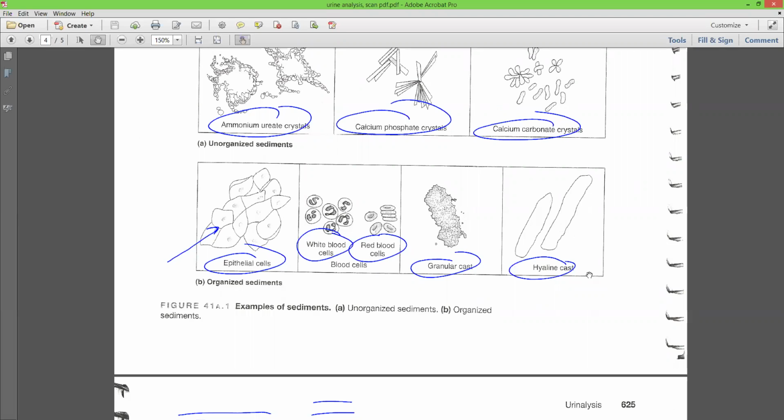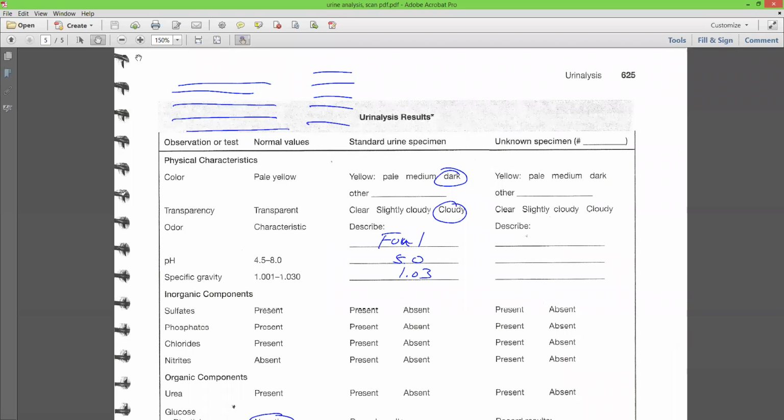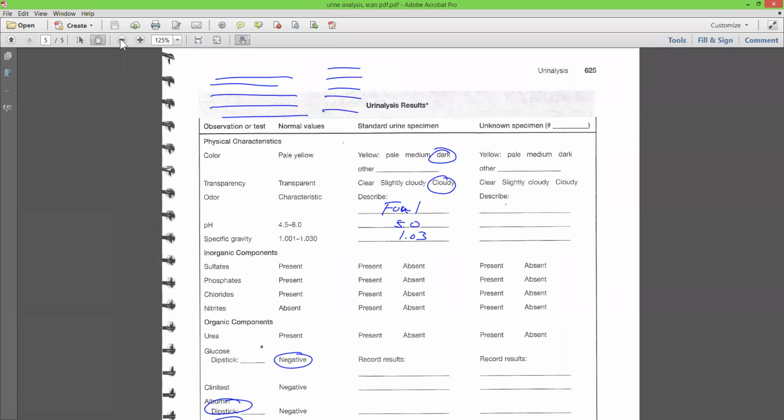This is where your microscope exam would come in. And then you make your marks. So you should have a UA sheet, and you just simply mark the things that you find. Like, for example, color. Is it a pale yellow, medium, or dark? Mark what you think applies. The transparency, was it clear, slightly cloudy, cloudy? Odor, kind of the normal urine aromatic ammonia type odor, or was it foul smelling? What was the pH? What was the specific gravity?